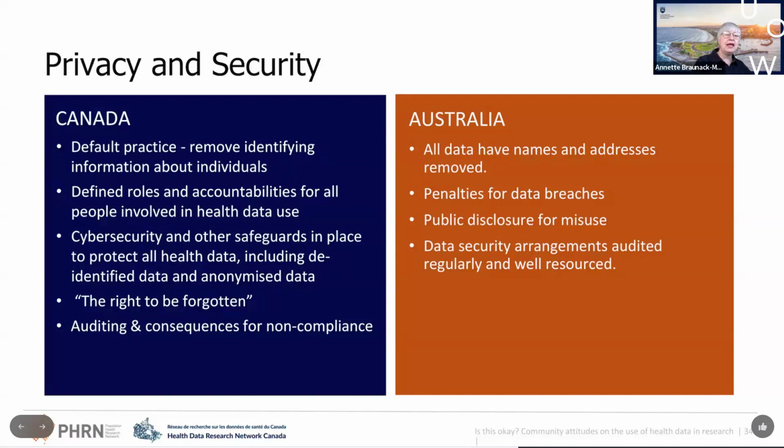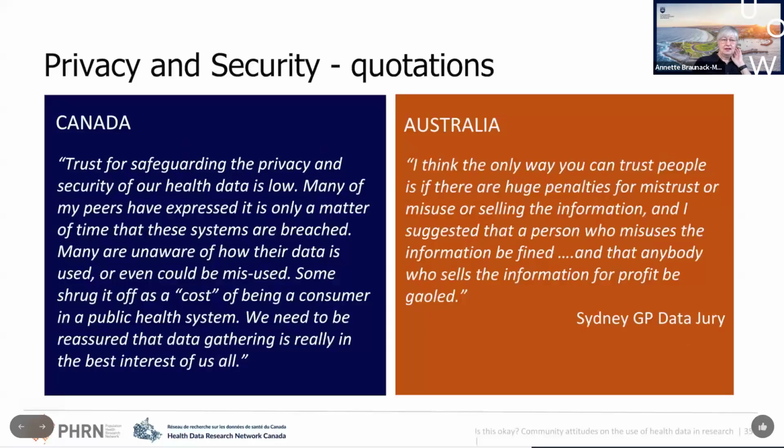Canadian, similarly, accountabilities for everyone who uses it, security, particularly cybersecurity and other safeguards in place, and auditing, consequences for non-compliance. And in the Canadian case, a right to be forgotten. The Australian quote that we have here, similarly to that Canadian one from earlier on, focuses on the need for penalties for misuse or selling information, and the need for those fines to be quite substantial, or for people to be jailed.